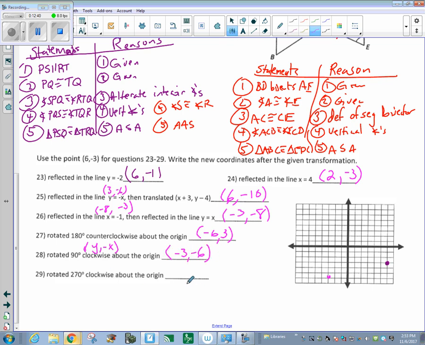And then if I'm going to go 270 clockwise, counterclockwise around the origin, well, that's going to put me up here in this quadrant up here, and it's switching the x and y places and changing the sign on the y value, so it's negative y and x. And we talked about this yesterday, so that would put me at the point 3 and 6.